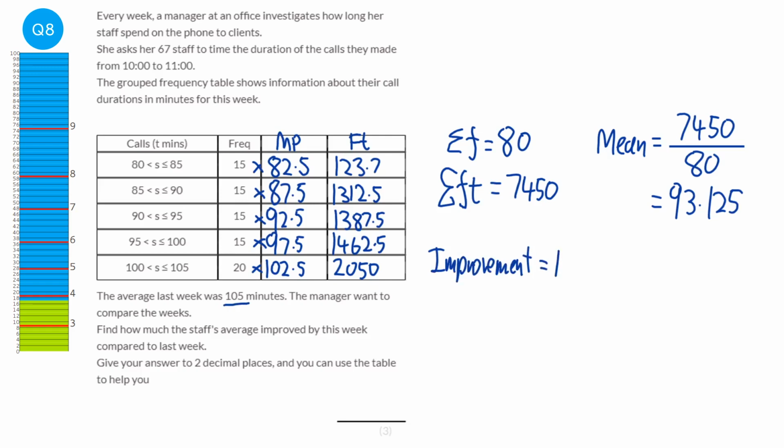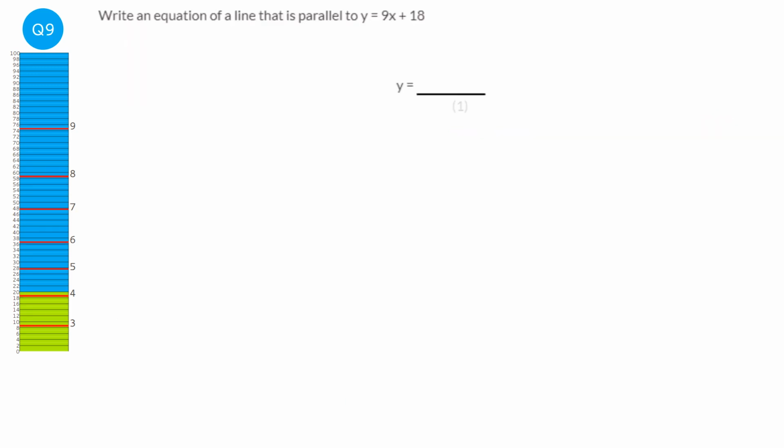And we're going to do 105, take away the 93.125. And that's going to be 11.875. Now it does ask for two decimal places, so that will be 11.88.